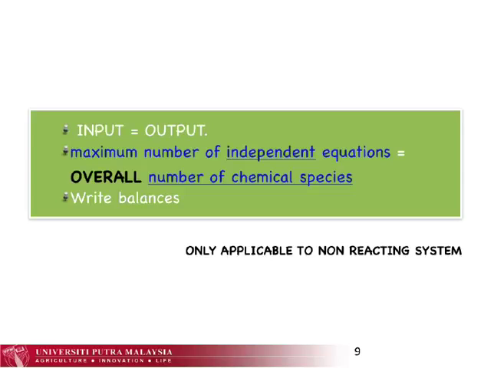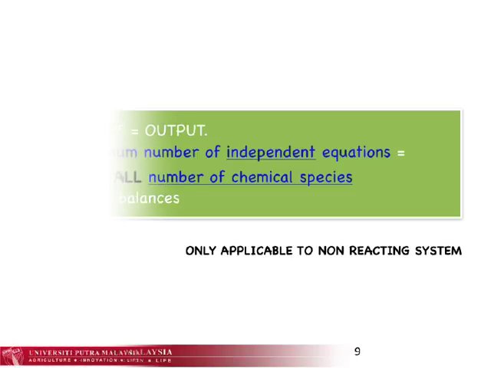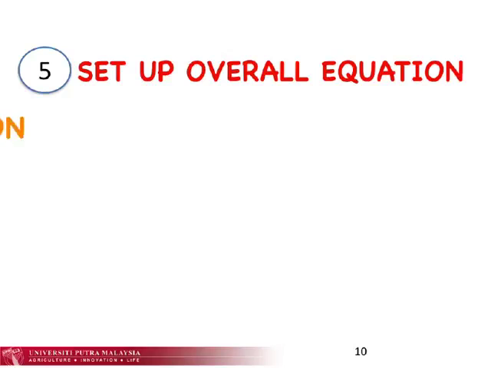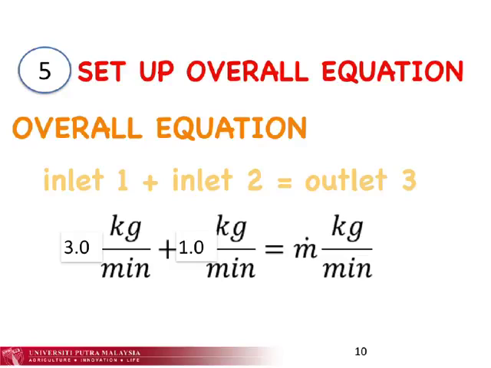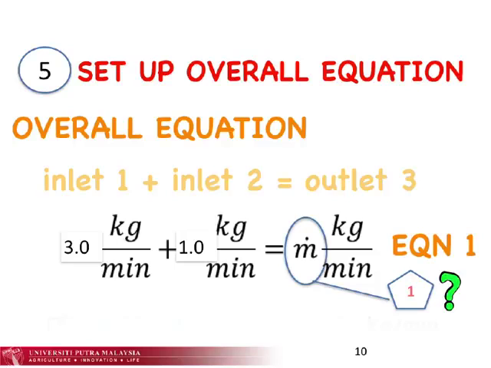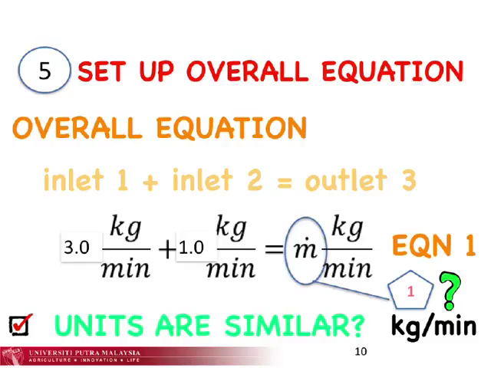For non-reacting processes, the material balance takes the form of input equals output. The maximum number of independent equations that can be derived by writing balances on a non-reactive system equals the number of chemical species in the input and output streams. We should write balances first that involve the fewest unknown variables to reduce complexity. So now, let us set up the overall equation for the process. Remember, input equals output for a non-reactive process. So our inputs are stream number 1 and stream number 2, and our output is stream number 3.